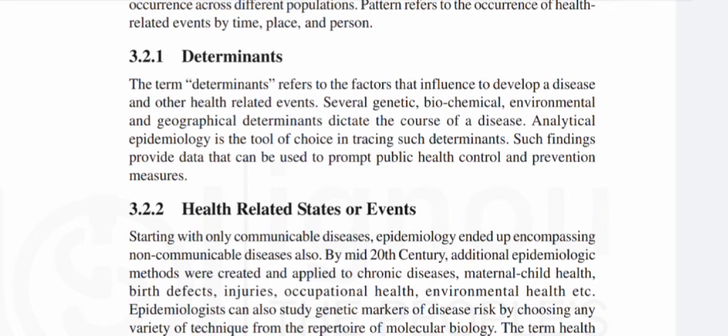Determinants. The term determinant refers to the factors that influence the development of a disease and other health related events. Several genetic, biochemical, environmental, and geographical determinants dictate the course of a disease. Analytical epidemiology is the tool of choice in tracing such determinants. Such findings provide data that can be used to prompt public health control and prevention measures.